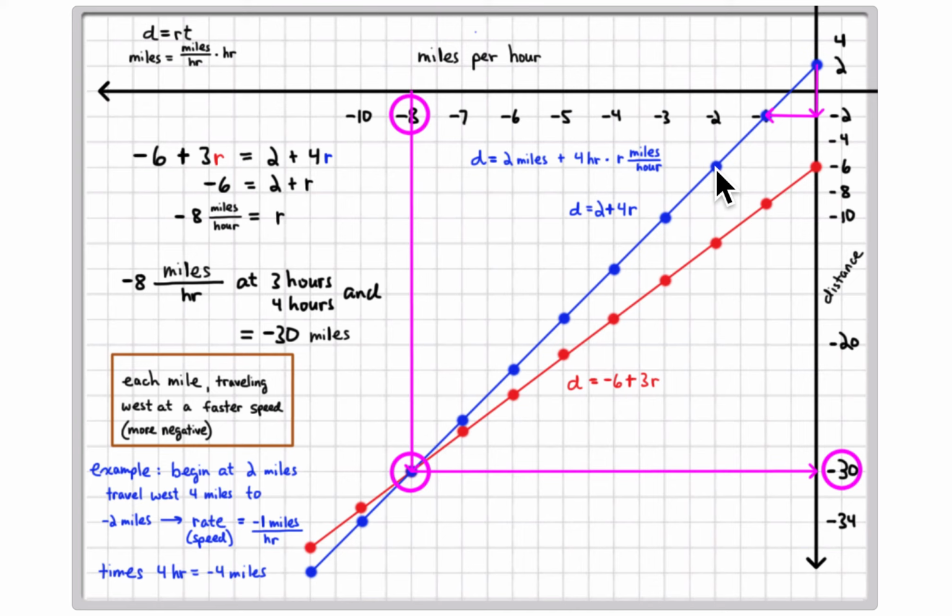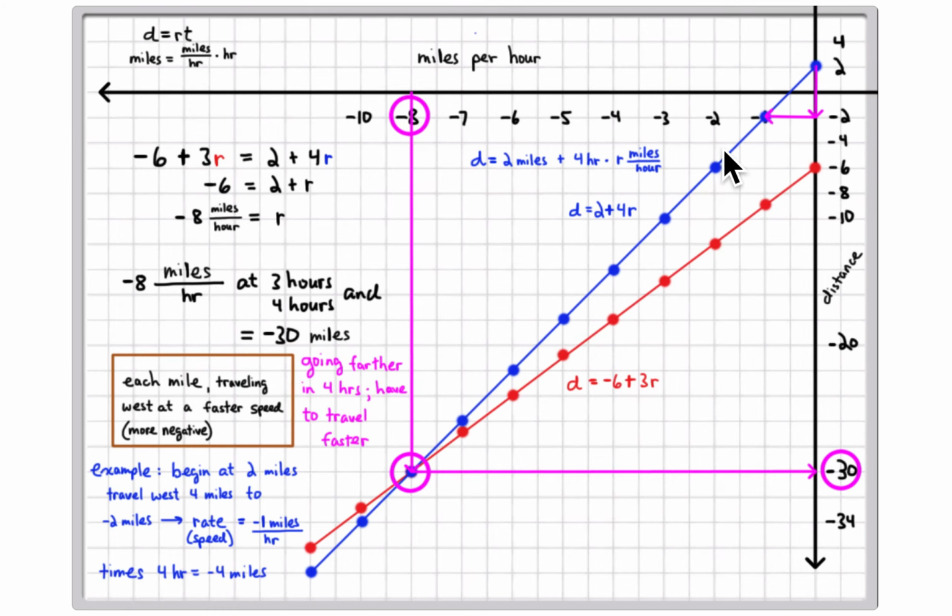So 8 miles in 2 hours. I'm sorry, 8 miles in 4 hours. So I'm traveling 2 miles per hour. 2 times 4 is 8 miles. So I've traveled a total distance of 8 miles. It's taken 4 hours to travel that distance. So what speed have I traveled? 2 miles per hour. So the interpretation of this graph is getting really tough.